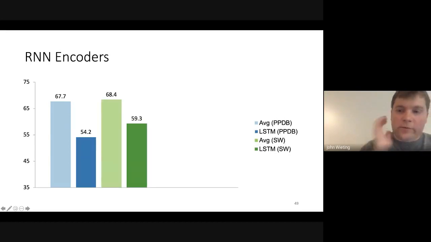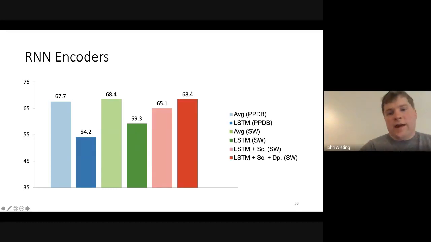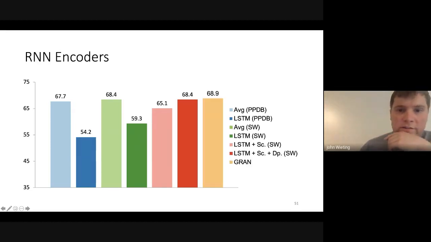And so what we found, in blue here, this is PPDB, where we just do our word averaging model and our LSTM. This is from before. But now on the Simple Wiki data, matching the data for data, the LSTM increases a lot, which was very interesting, even though the word averaging only increases a little bit. And then we found that if you add regularization to the LSTM, such as scrambling the words a little bit, basically adding some noise, like a denoising autoencoder, and you add some dropout, you can now match the performance of the averaging model just with these few tricks. And then the GRAN is a little bit better.